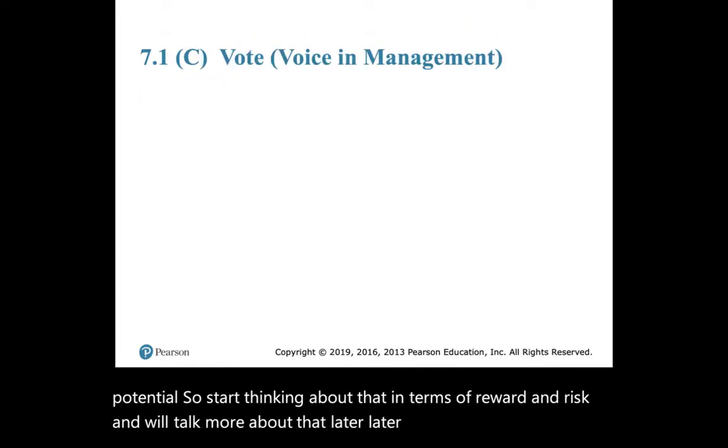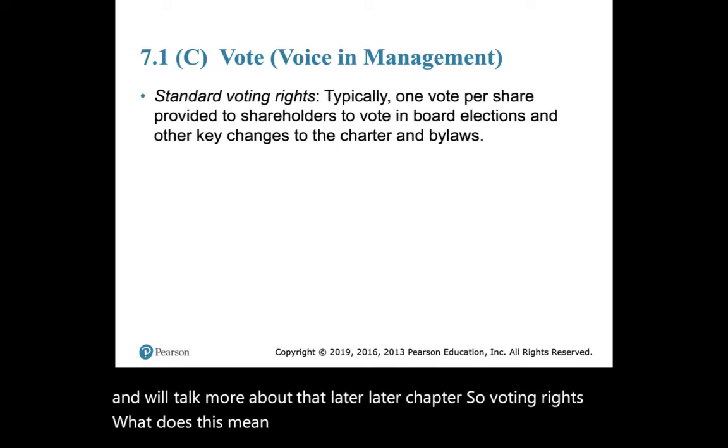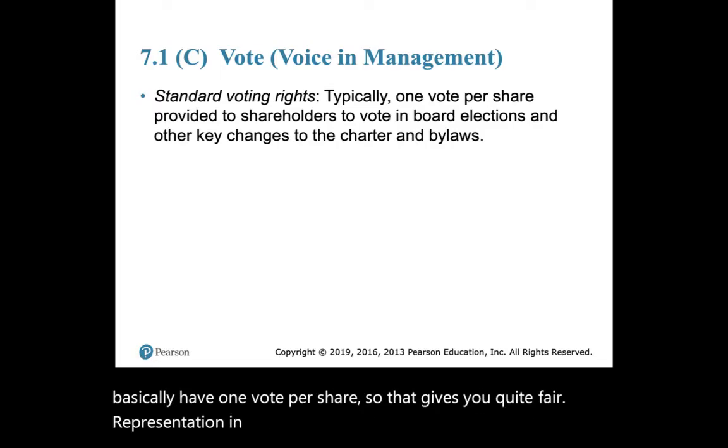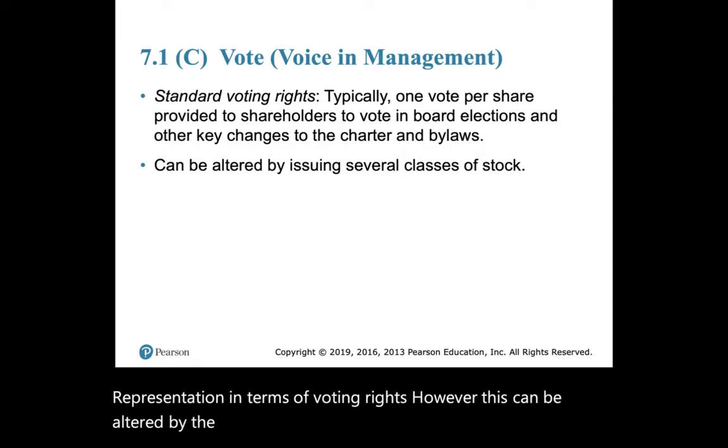So voting rights. What does this mean? Well, most times when you purchase a share, you basically have one vote per share. So that gives you a quite fair representation in terms of voting rights. However, this can be altered by the company. Okay, and we can do this in certain ways.